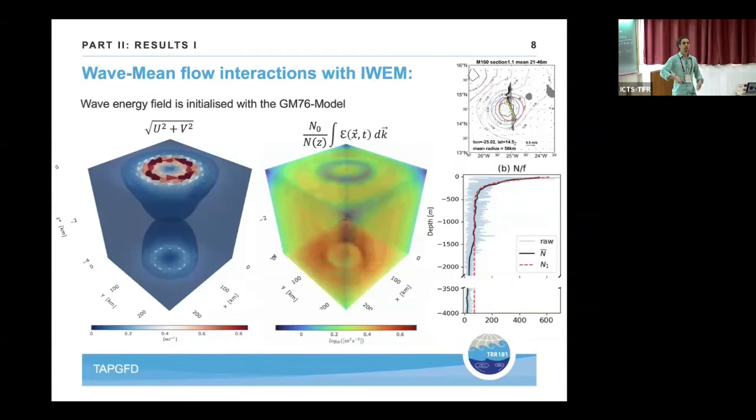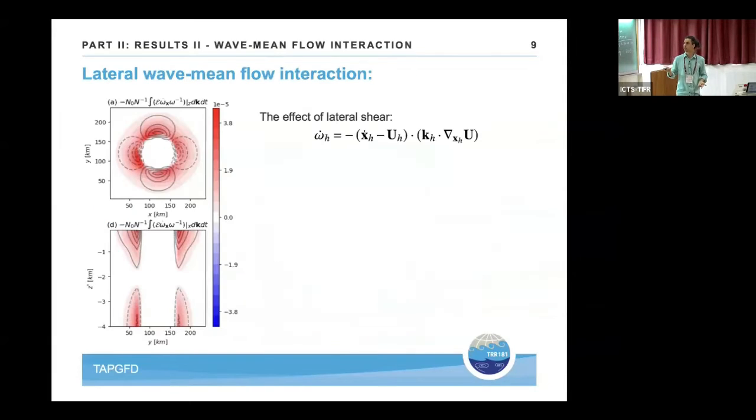Now we can explain this evolution by looking at each term in the radiative transfer equation, and we can start with the lateral wave mean flow interaction. So here I'm showing the total energy change due to the lateral wave mean flow interaction, integrated in phase space and in time, and I plot it over the eddy, from the top, and from a cross section of the eddy.